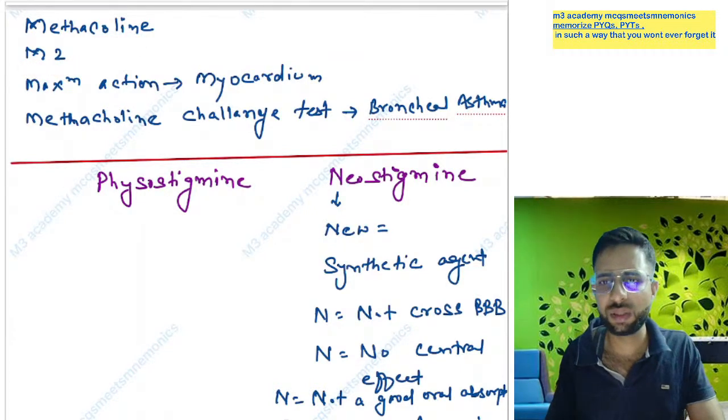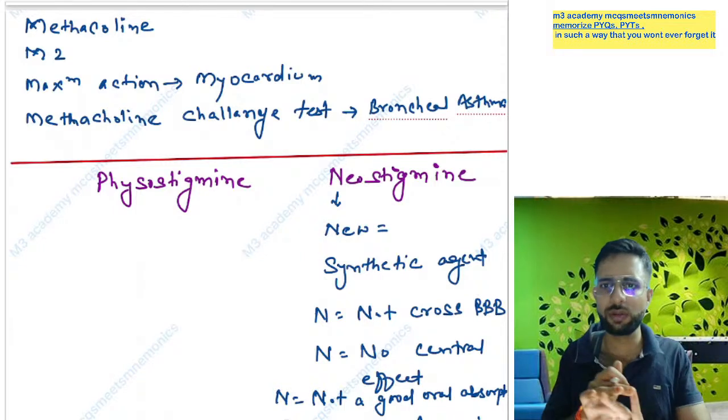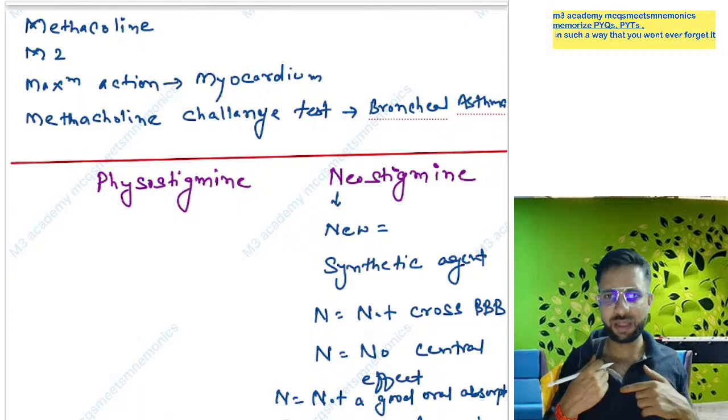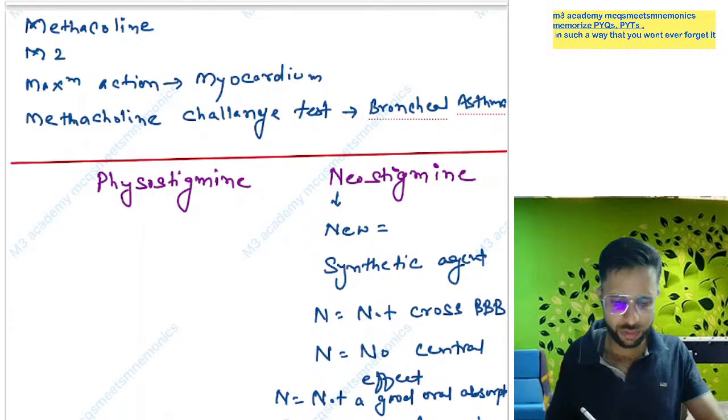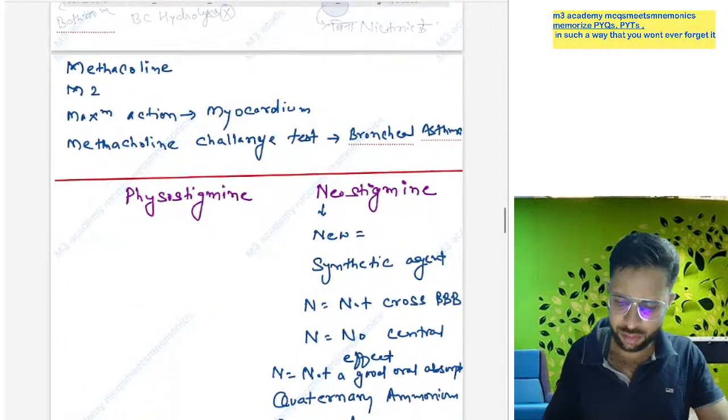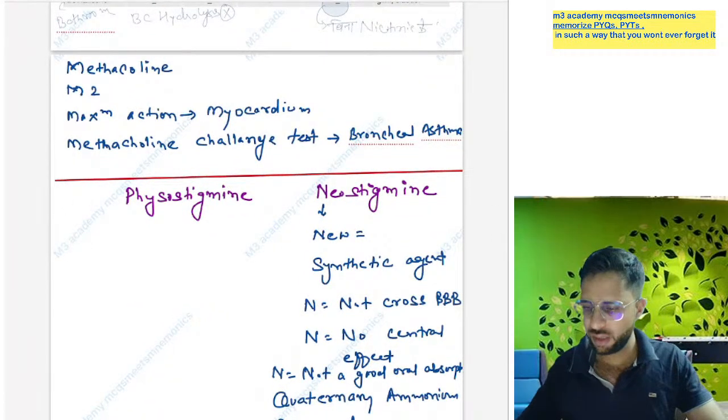So next thing is methacholine. M4 receptor on the myocardium, so M4 methacholine, M4 myocardium. We know the mnemonic M1 M2, so which receptor is on the heart? M2. So maximum action on the myocardium. Methacholine challenge test we can do for bronchial asthma.